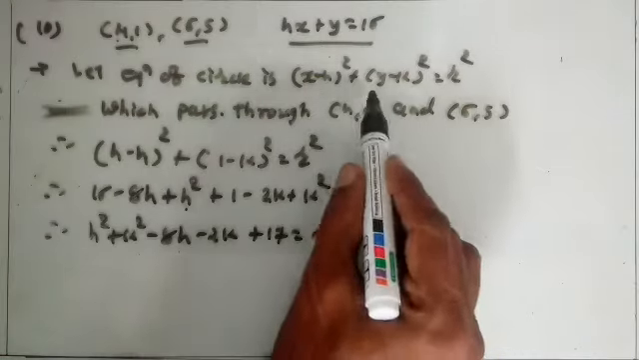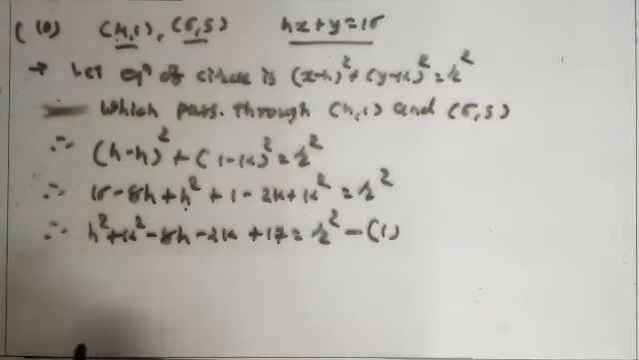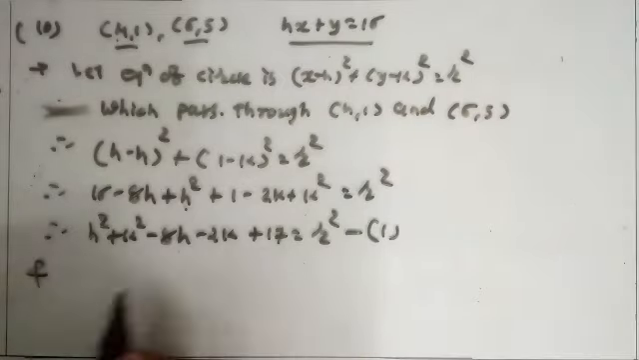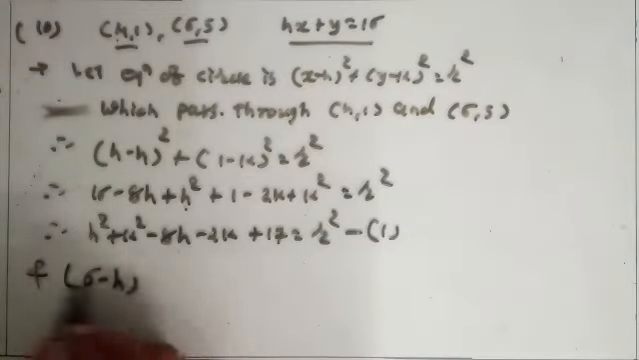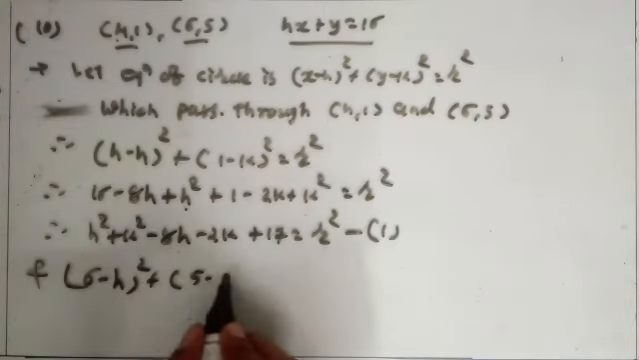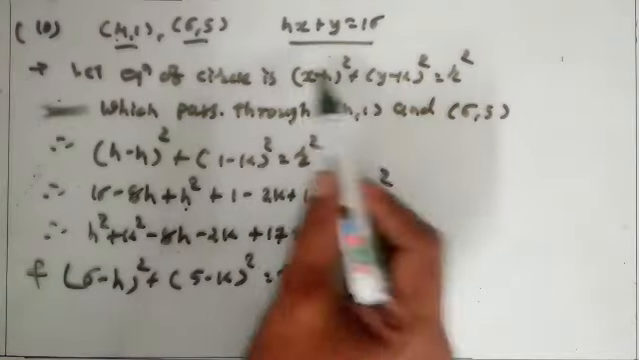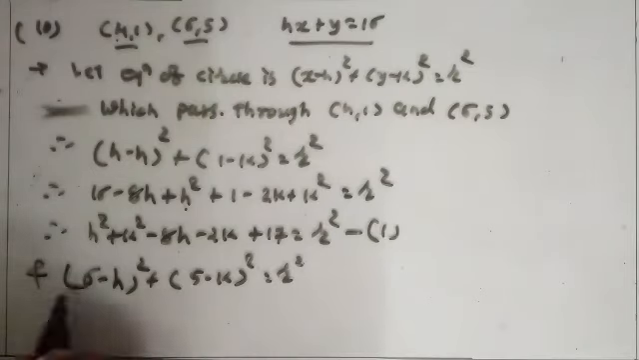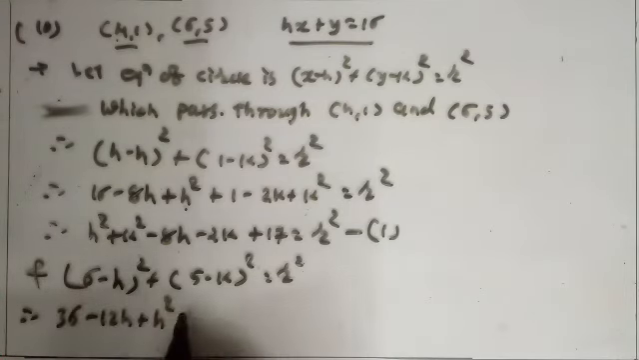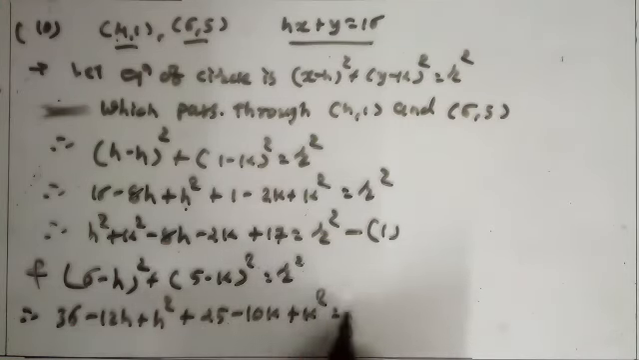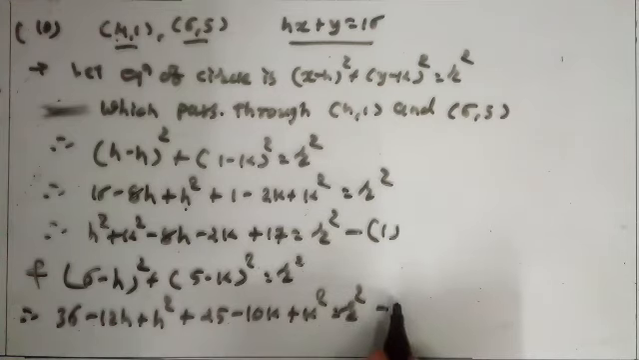Now this circle passes through (6, 5), also given. So (6 minus h) whole square plus (5 minus k) whole square is equal to r square. Replace x and y by 6 and 5. We get this equation. Now simplify this. We get 36 minus 12h plus h square plus 25 minus 10k plus k square is equal to r square. Take result number 2.